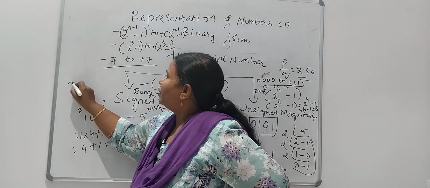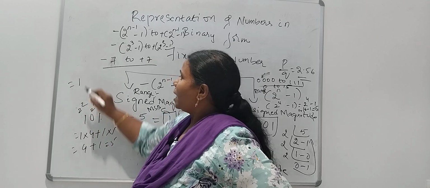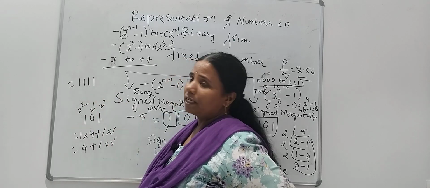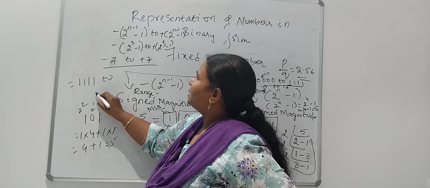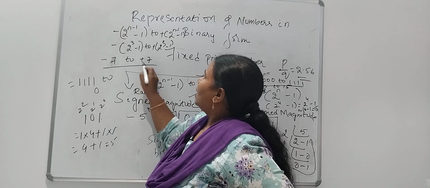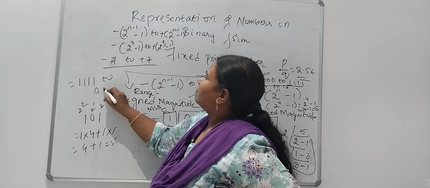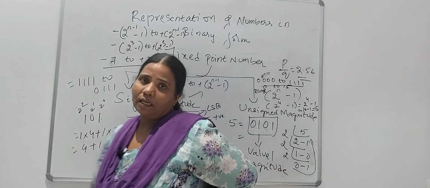How do you write minus 7? In the 4 bits, the MSB bit is 1 and the remaining bits are 1, 1, 1, its magnitude value. Similarly, how do you represent plus 7? The MSB bit is 0 and its value is 7, that is 1, 1, 1. So in this way you represent the numbers.